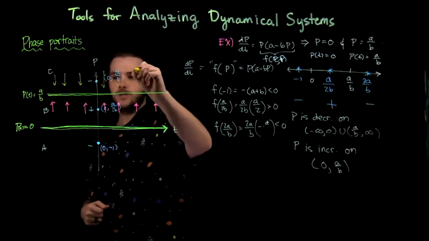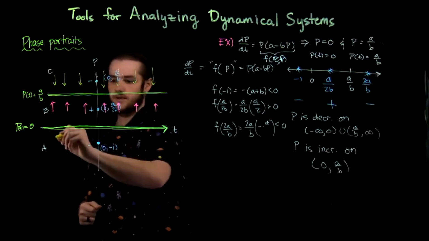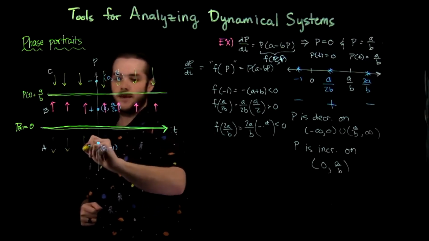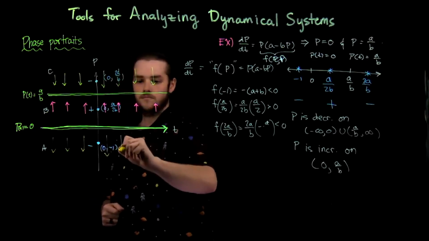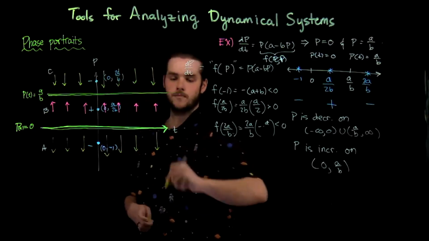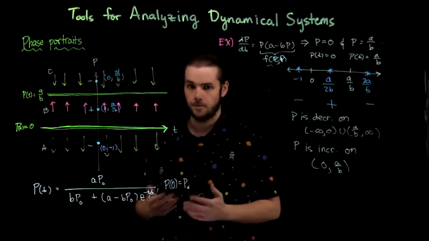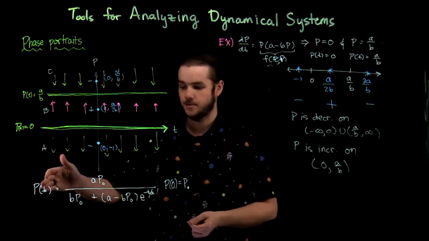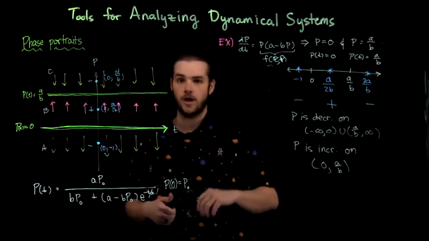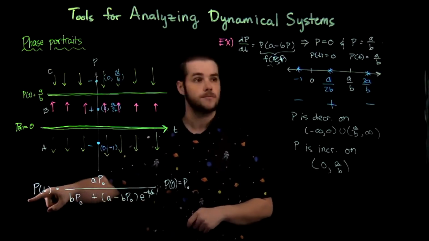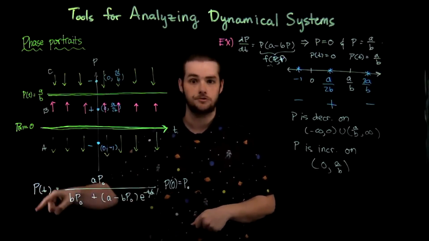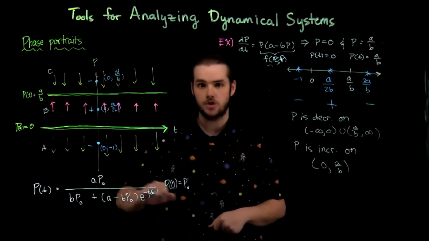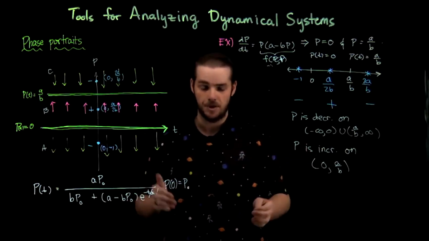Same is true in region C, except I'm decreasing. Also in A. All right. Now the logistic equation has the solution, if I just take this general A minus B, P form, I get this solution, where here P naught is just the initial condition, whatever it happens to be.